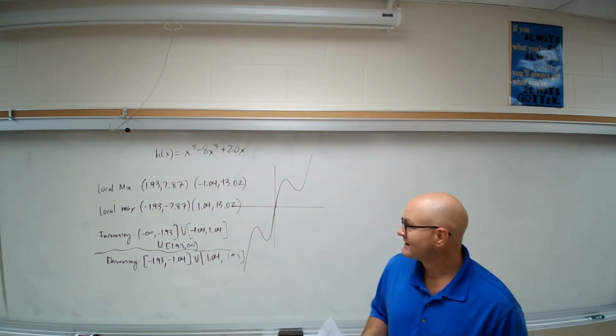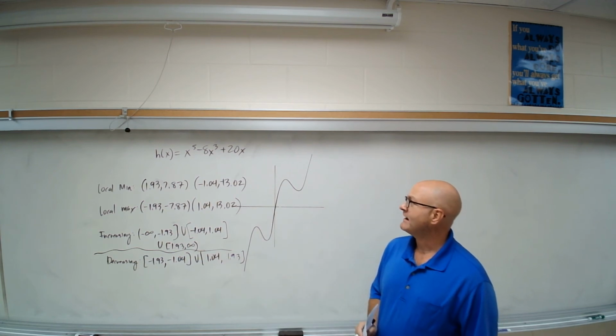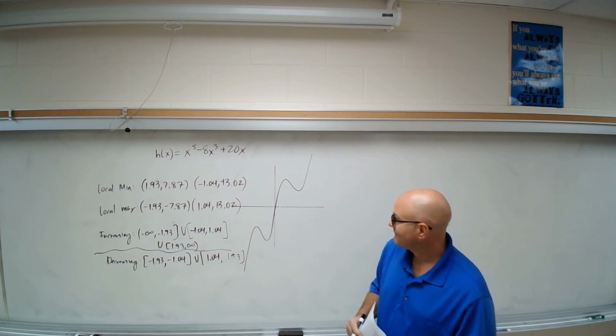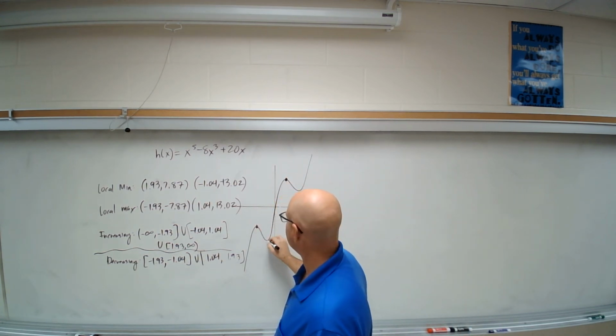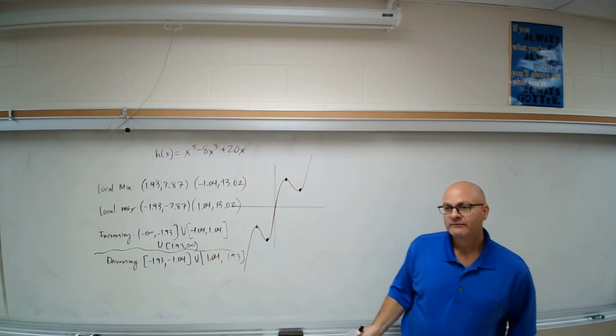Okay, for the last example on the page here, we had h of x equals x to the 5th minus 8x cubed plus 20x. So you see that here we have a local max, and here we have a local max. Here's a local min, here's a local min. Here are the values. They should be correct.